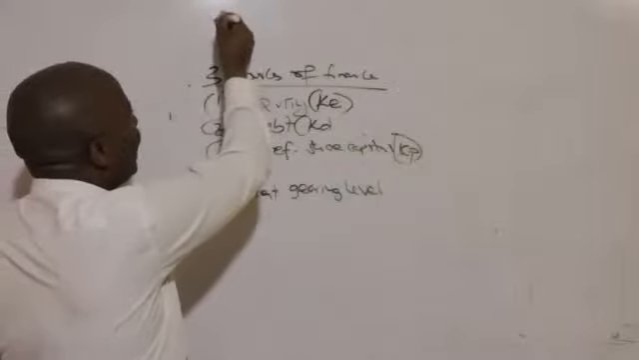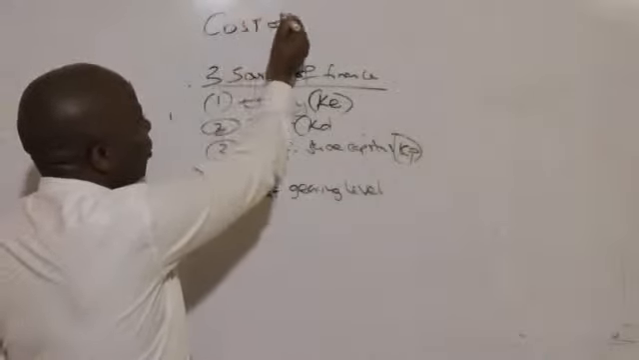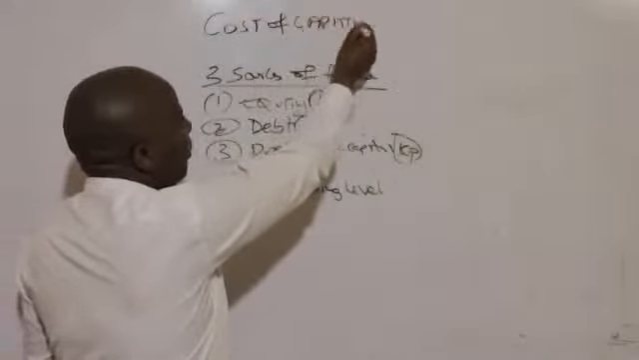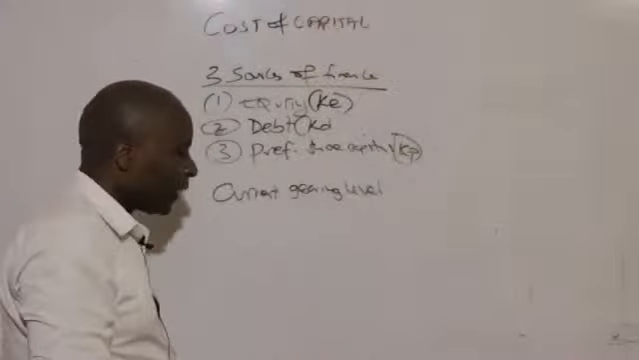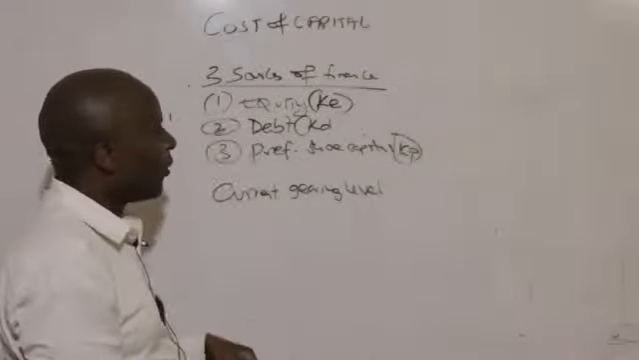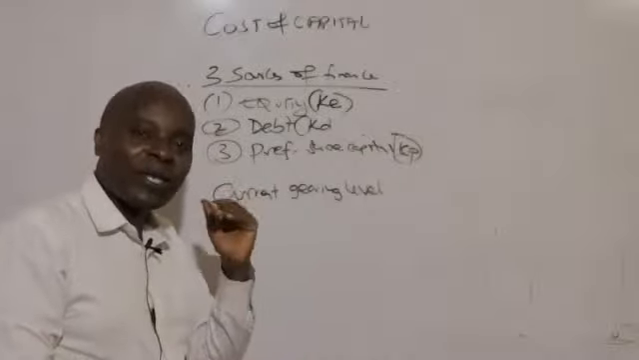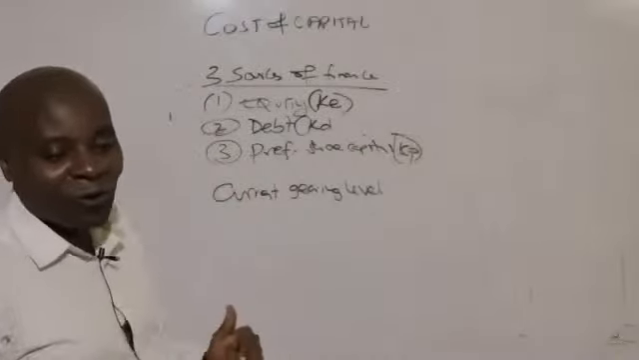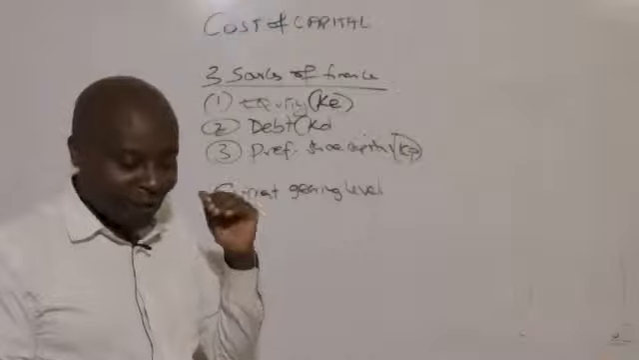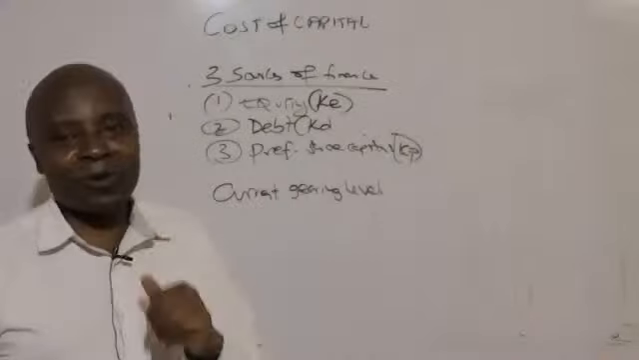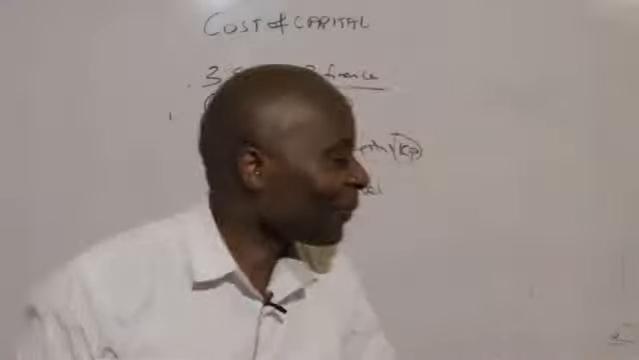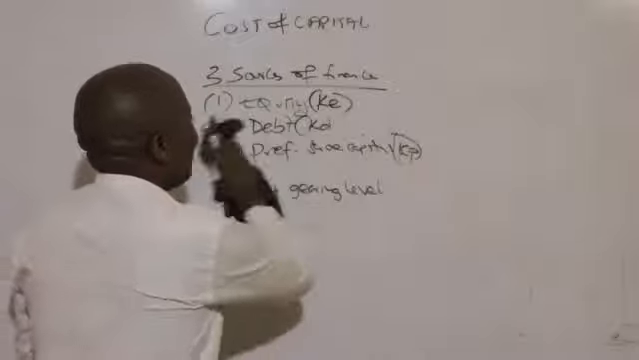Right there under financing decisions, we have what we call the cost of what here? Cost of capital, where we have said we have got 3 sources of finances. I hope you have taken your notes down. And then this afternoon, I would want us to start by looking at how to compute cost of what here? Equity. So mention there cost of equity.